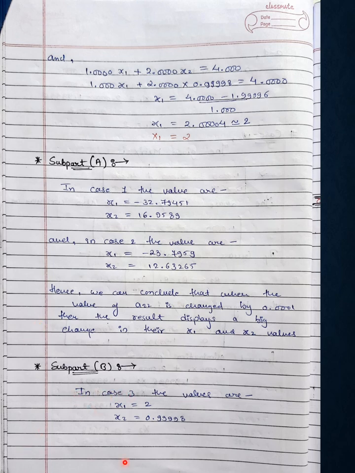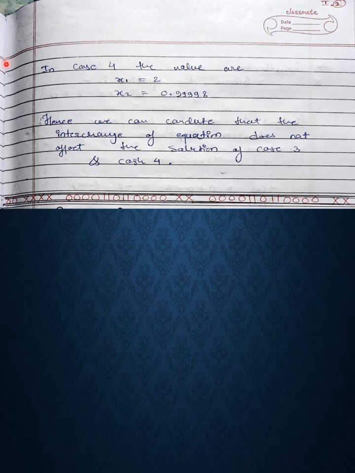Subpart B: in case 3, the values are x1 is 2 and x2 is 0.99998, and in case 4, the values are x1 equals 2, x2 equals 0.99998. Hence we can conclude that the interchange of equations does not affect the solution of case 3 and case 4.